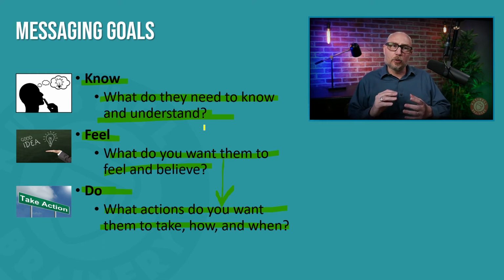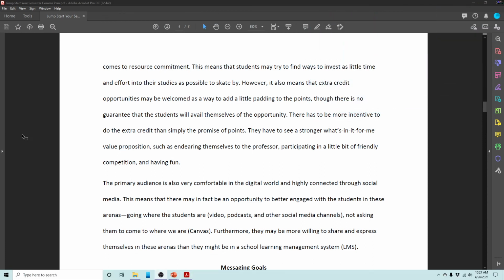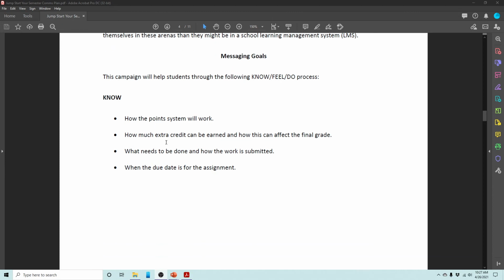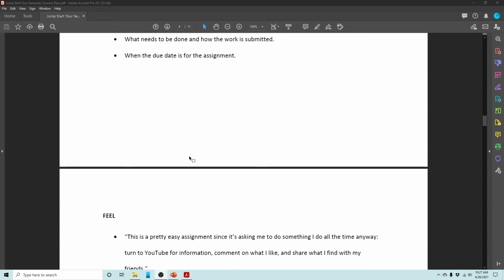Okay, so looking at the example once again, if we look at my messaging goals, well, what do they need to know, the audience? Well, they need to know how the point system will work. They need to know how much the extra credit will affect their final grade. They need to know how to submit the work. They need to know when it is due.